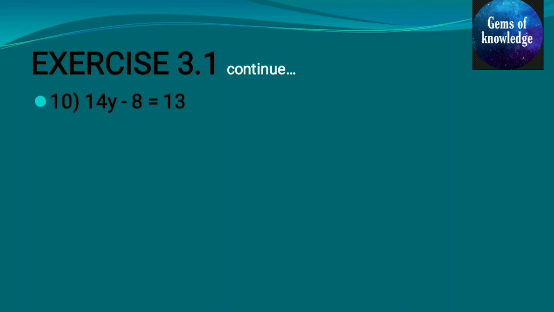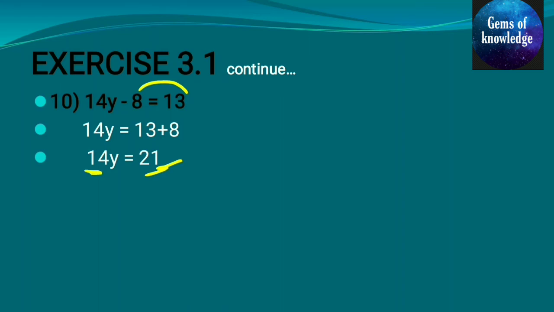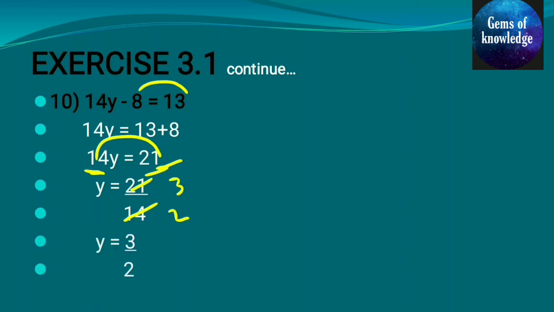Okay, so the next question is 14y minus 8 is equal to 13. So what we have to do is move this 8 to this side. You are going to get 14y is equal to 13 plus 8. So 14y is equal to 13 plus 8, which is nothing but 21. Next, you will move this 14 to this side. It will become y is equal to 21 by 14. When you cancel this by the 7 table, 7 2s are 14 and 7 3s are 21. So you are going to get the answer as y is equal to 3 by 2.